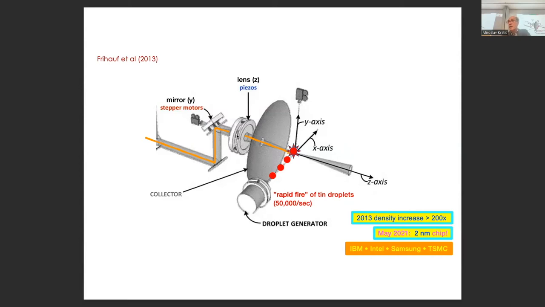You need to aim the laser. How do you aim the laser? Using a mirror and a lens, which are actuated with a separate motor and a piezo. And this is where extremum seeking comes into play. Extremum seeking is optimizing these two inputs to maximize the intensity of light emitted by this equipment.